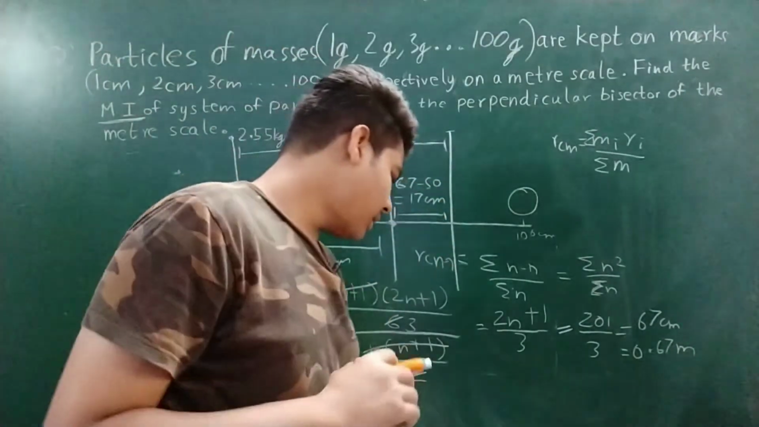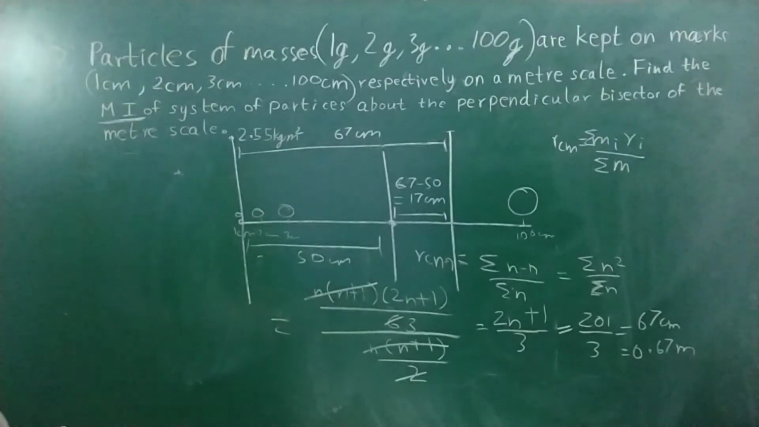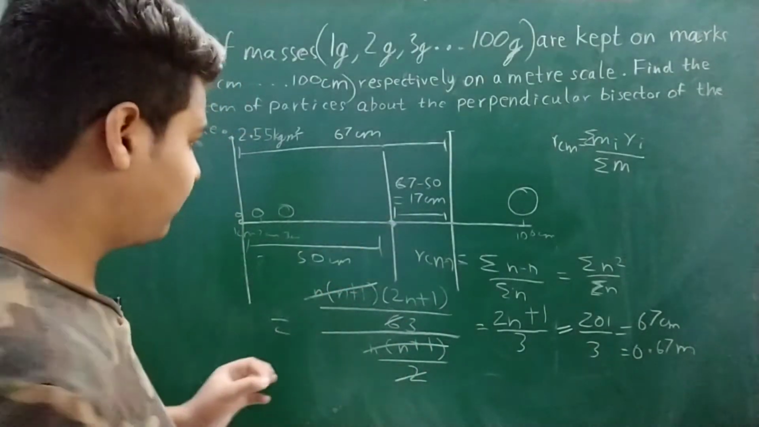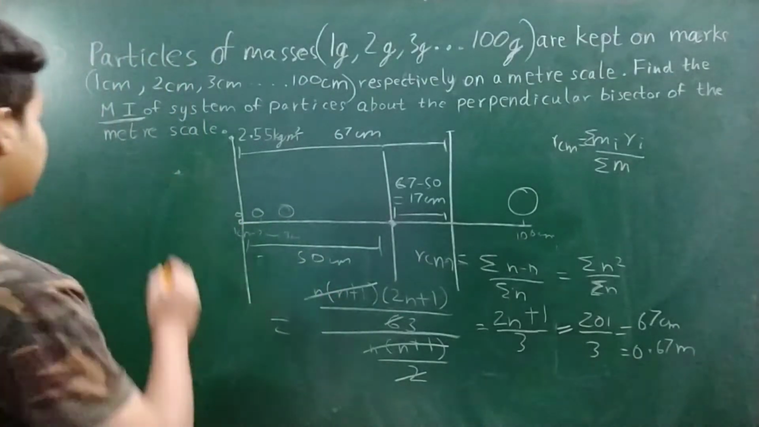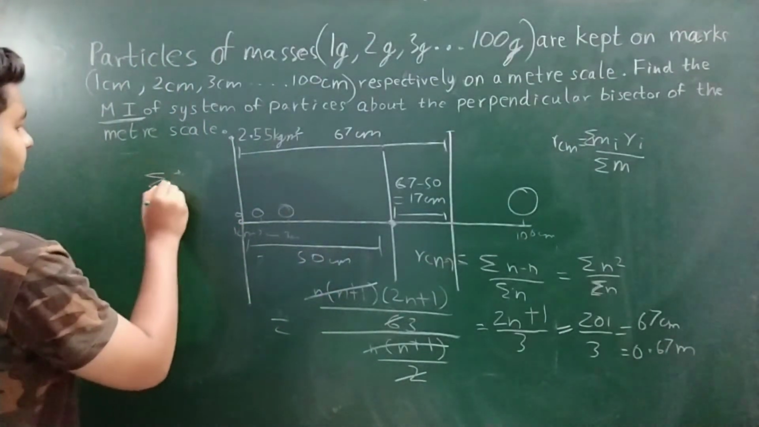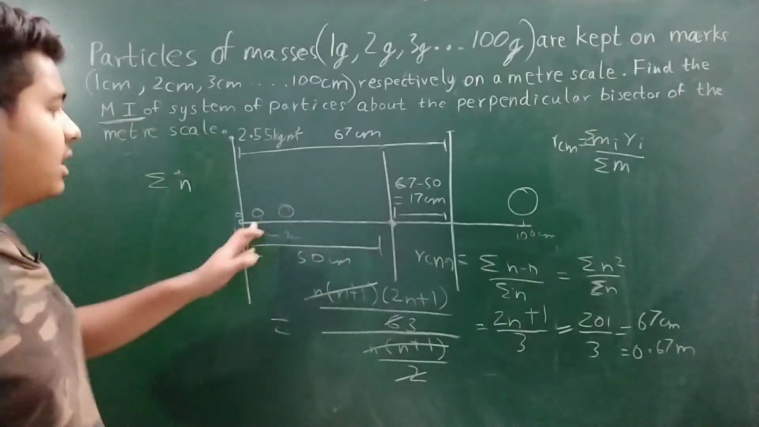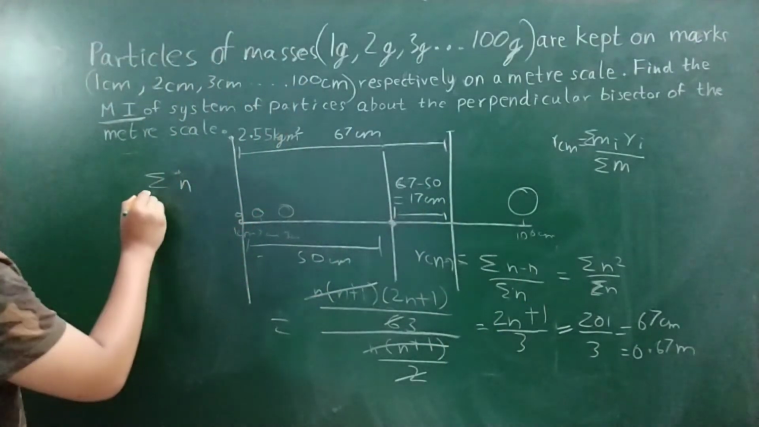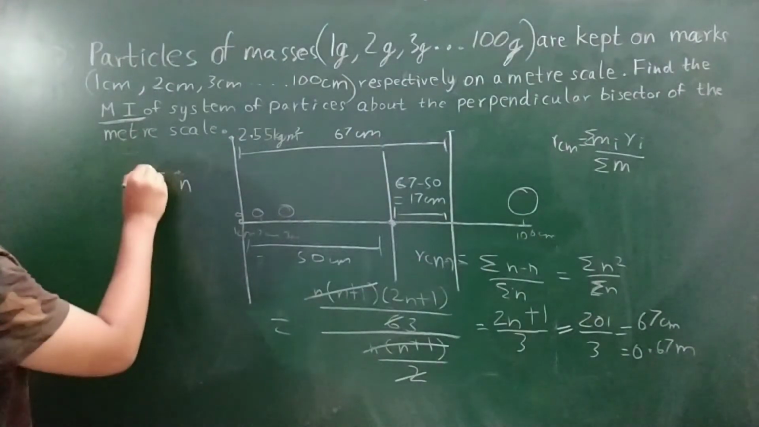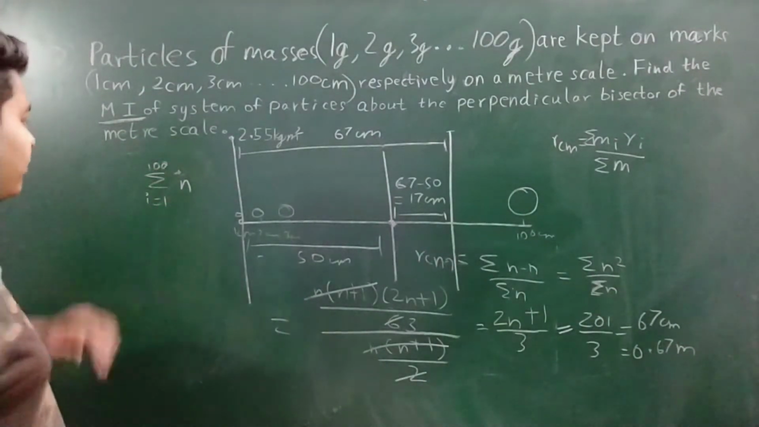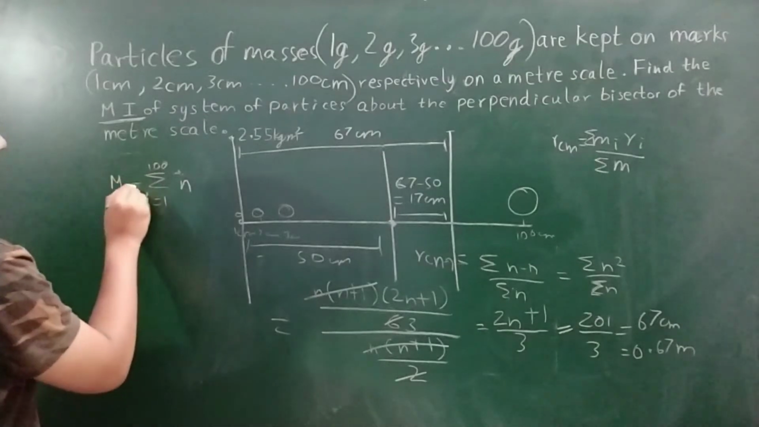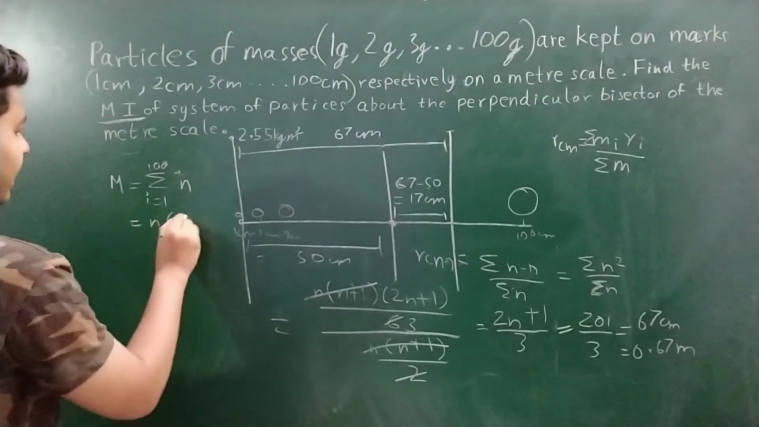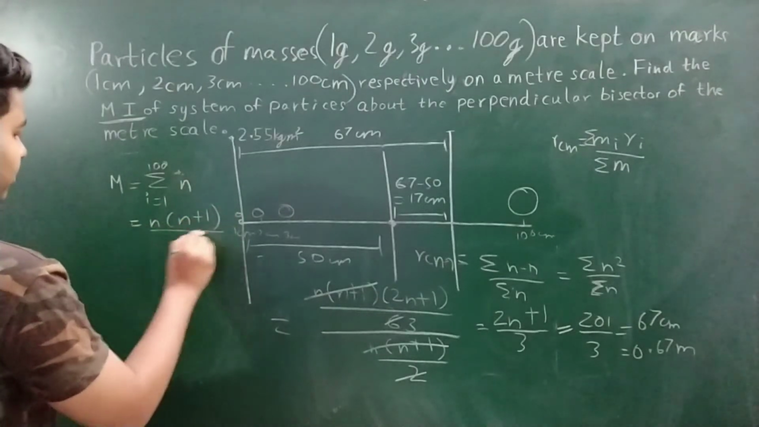But now what we do, we find the total mass of the system. The total mass of the system has to be found out, which is summation of n, because if I have considered n masses, that is 1 to 100, summation of n, i equals 1 till 100. This is for the total mass of the system. It is summation of n, that will be n into n plus 1 by 2.